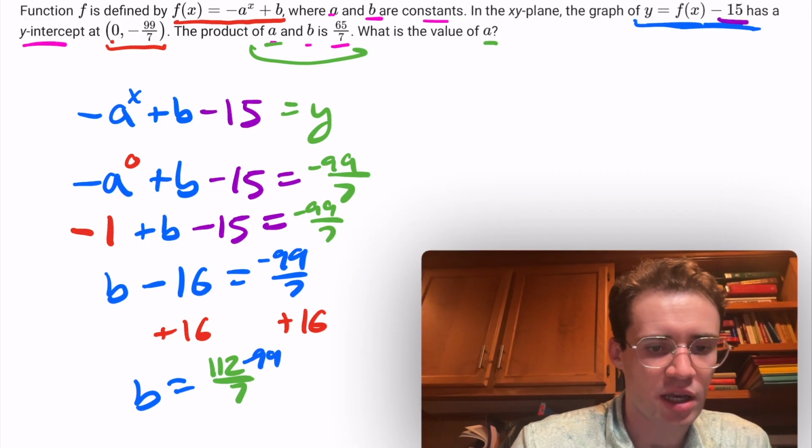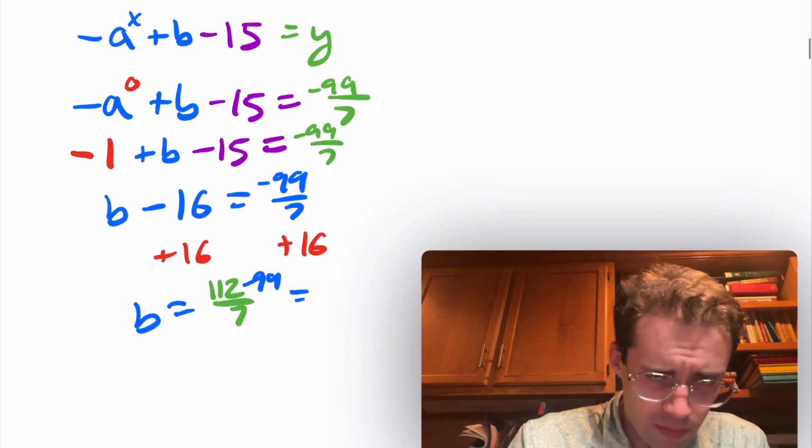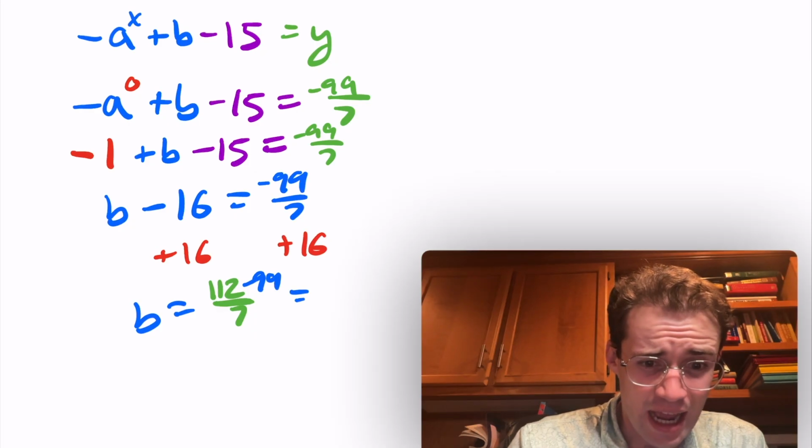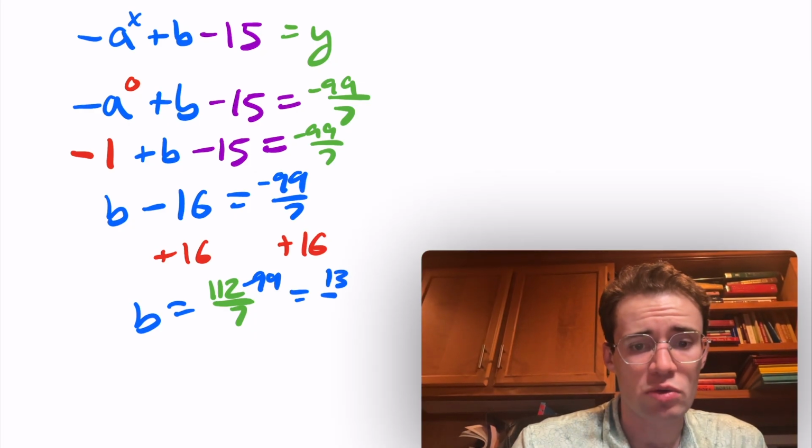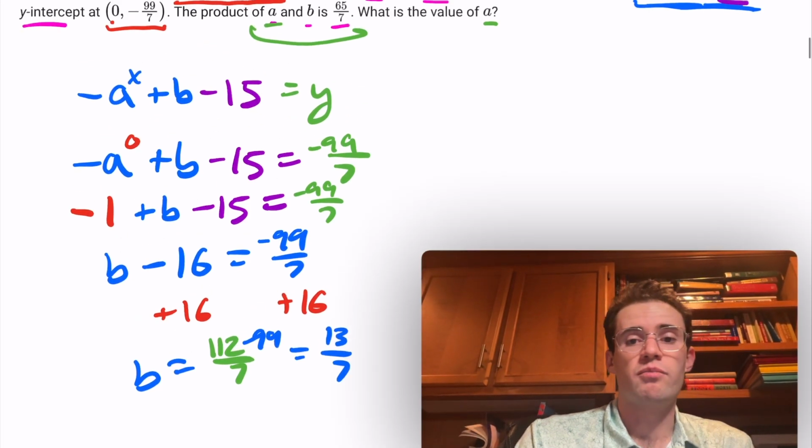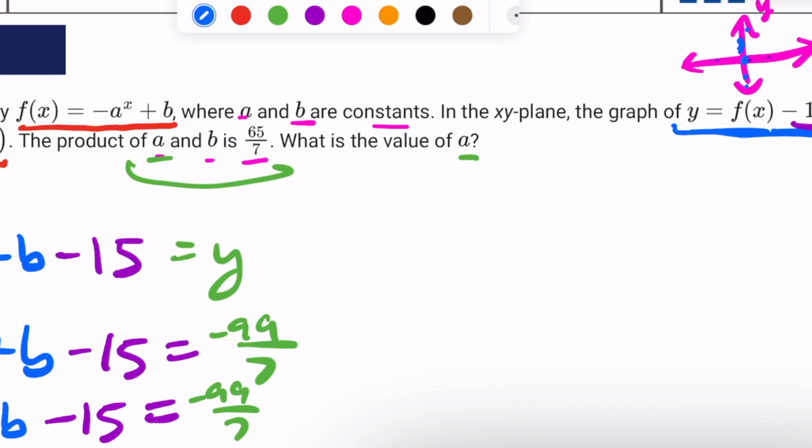You can also just type this in your calculator. But let's see, 112 minus 99 would be 13. So we end up with b is equal to 13 sevenths. All right, so if b is 13 sevenths, and we know that the product of a and b, so if I write that out, that's b times a, product means you're multiplying, is equal to 65/7.